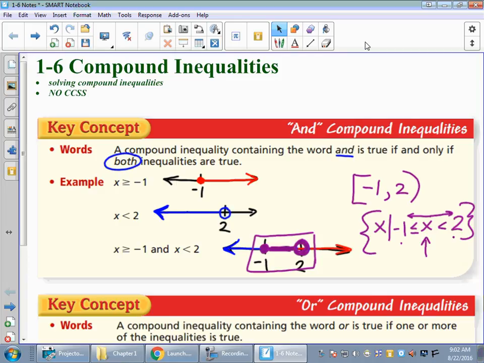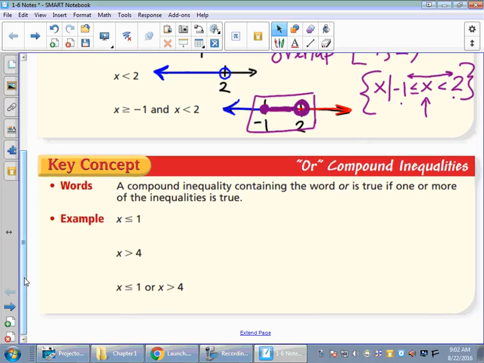So when we talk about the solutions to an "and" compound inequality, we're talking about the overlap of the two solutions. Now, "or" is different. Or is a little more forgiving. It's one or the other, or technically it could be both. So there could be overlap, but it's not as picky. You just have to satisfy one or the other, or if both is true, that's fine too.